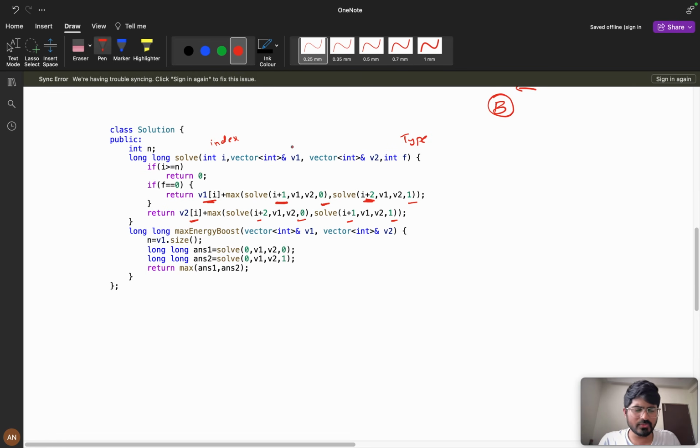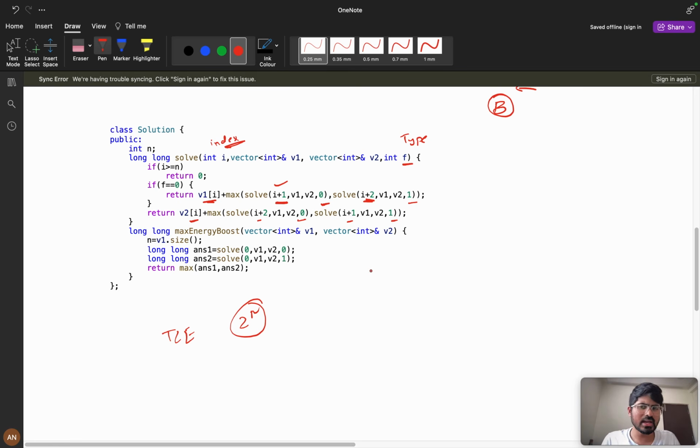You get the maximum. So if you run this, you will get TLE, because it will take exponential time complexity. So here you can think, can we optimize it further? Think about the overlapping subproblems. Yes, you can think about overlapping subproblems, but more important is how many states are changing. Now if you see here my index is changing, and my flag is changing, like which type of drink I have drunk last.